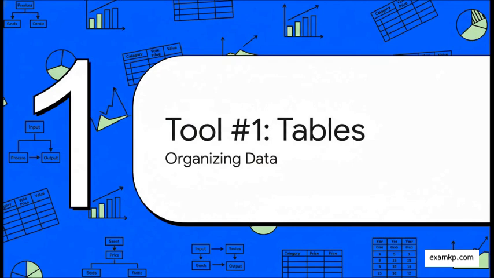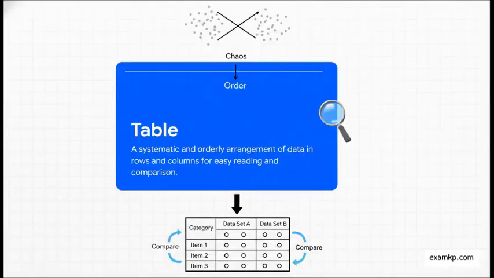Okay, let's get into our first tool. Now, this is something you've definitely seen before, but don't underestimate it. It's super powerful. We're talking about the simple but essential table. So, what's a table's main job? Honestly, it's to bring order to chaos. You take a bunch of data, arrange it systematically into nice, neat rows and columns, and boom, all that complex information suddenly becomes easy to read, easy to understand, and this is the most important part, easy to compare.